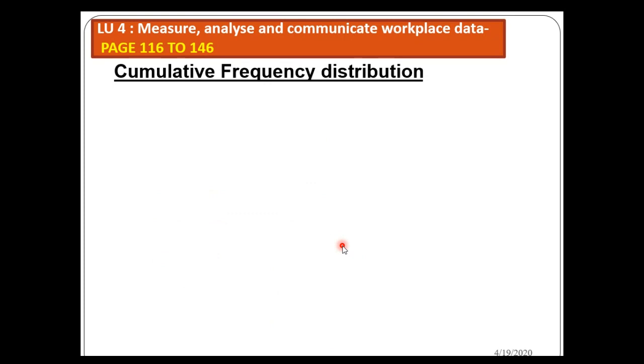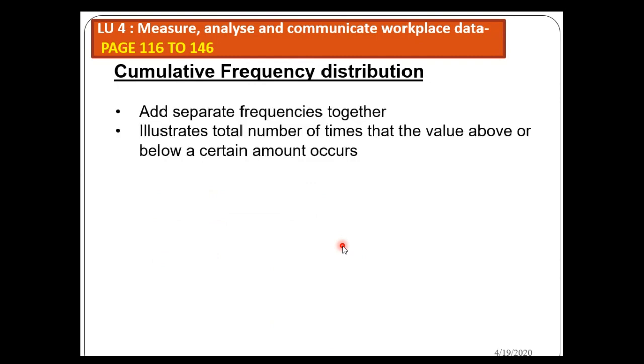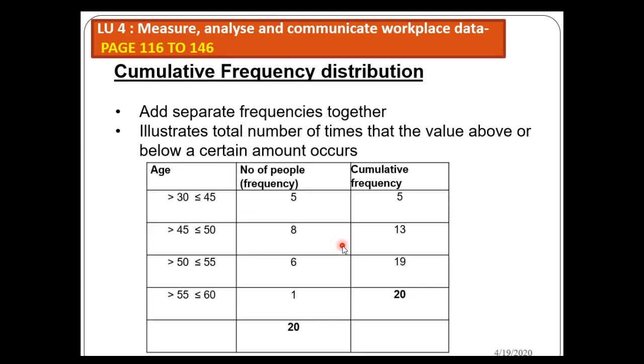Sometimes we can talk about what we call the cumulative frequency. The cumulative frequency, like you can see, adds separate frequencies together. You will see by the time I show you the example, it illustrates the total number of times that a value above or below a certain amount occurs. For example, as you can see here, this is how we deal with the cumulative. We say those numbers which are more than 30 but are equal to or less than 40. In other words, they are between 45 and 30, but even 45 is included.